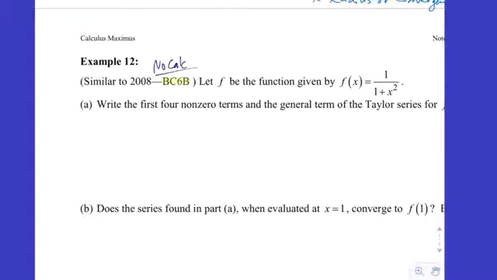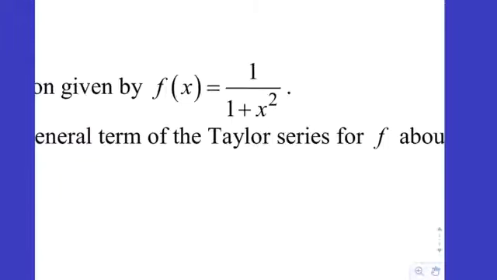All right, so let f be the function given by f of x equals 1 over 1 plus x squared. The domain looks like it's what? What's the domain? Well, the function, all real numbers, right? 1 plus x squared is never 0, so the domain is all real numbers.